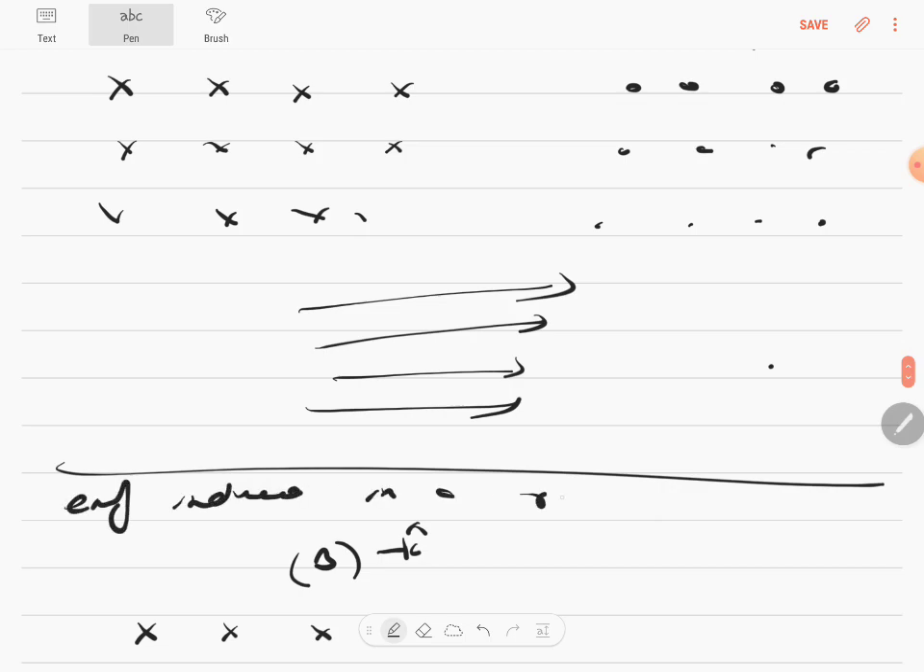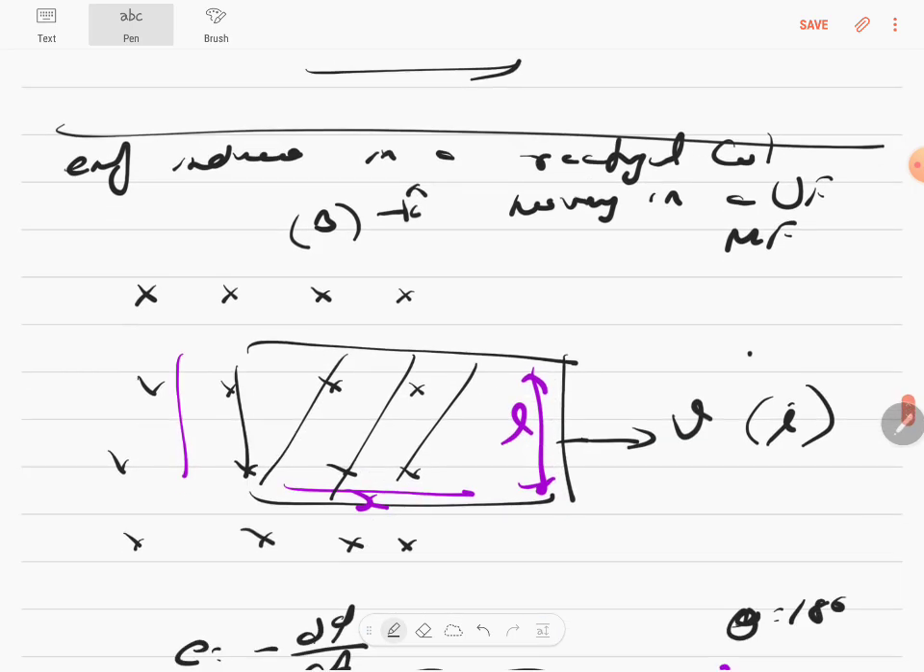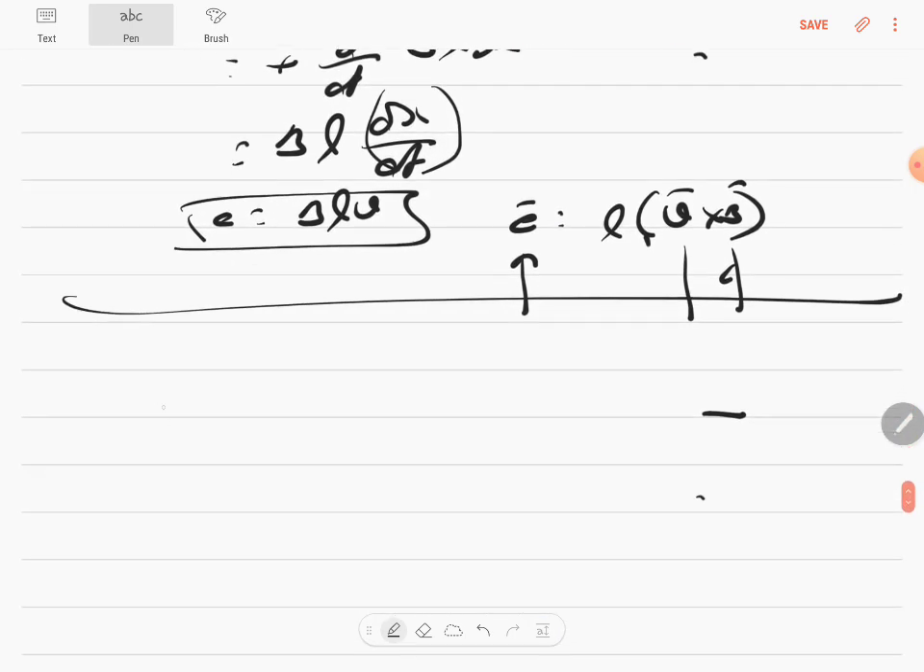The second, this is the EMF induced in a rectangular coil moving in a uniform magnetic field. Are you clear? This is Blv. Next is about a uniform magnetic field in which I'm going to rotate a rod.